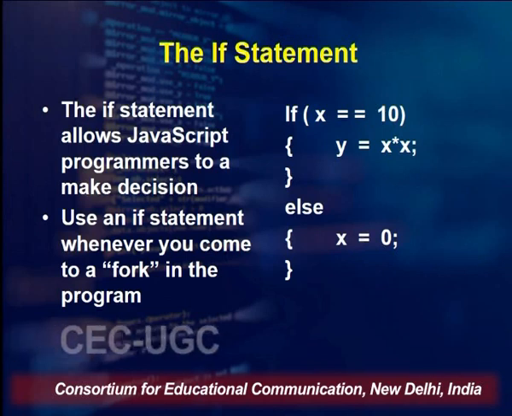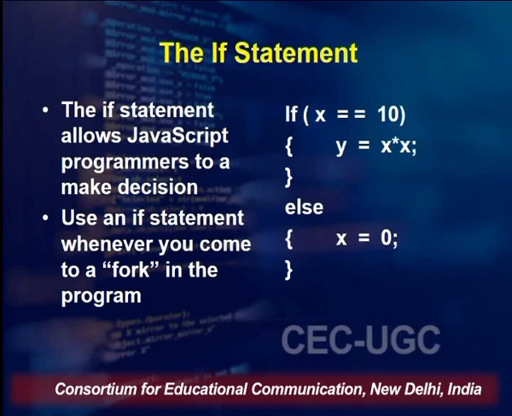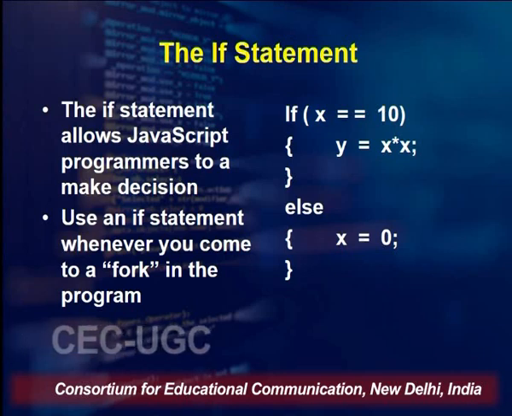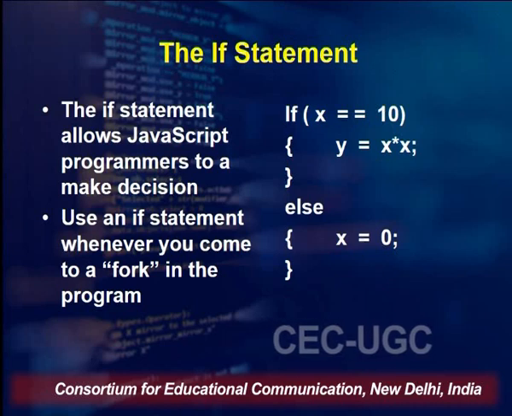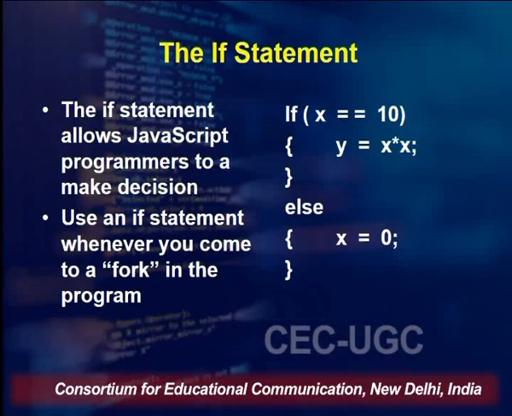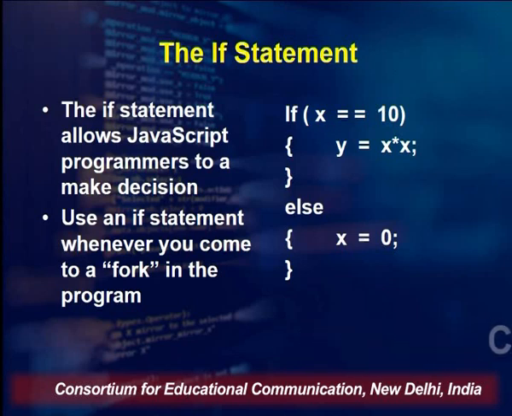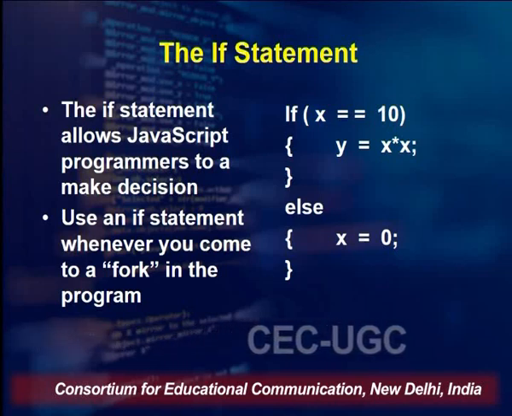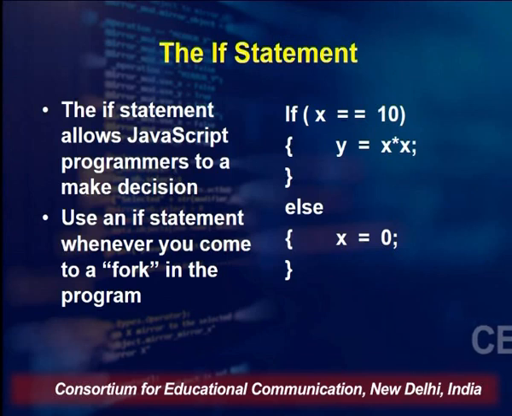The syntax of the if statement is shown here. You write if, and in parentheses you give the condition, and then you give the block of statements that you need to execute if the condition is true. In the else part, again you give a block of statements, defined within the opening and the closing curly braces, which will execute if the condition is false. So if x is equal to 10, depending upon the value of x, you will either do y is equal to x into x, or you will set the value of x to 0. So either y is equal to x into x will be executed, or x is equal to 0 will be executed, depending upon the value.